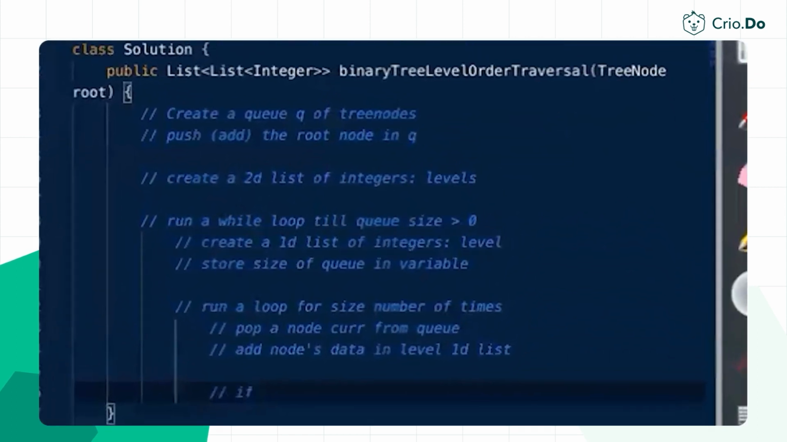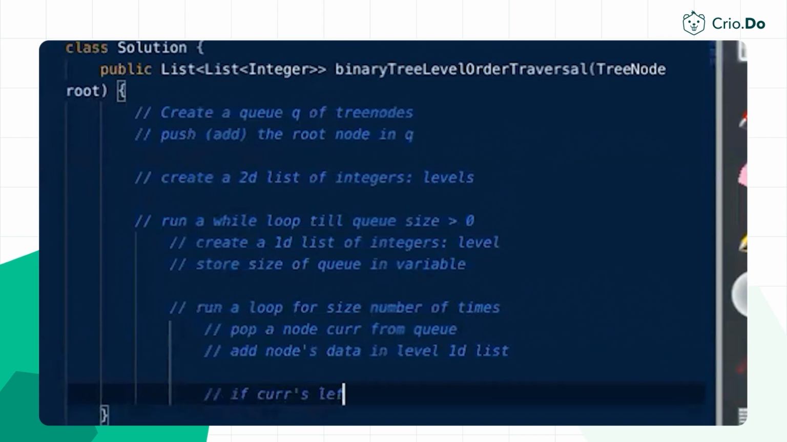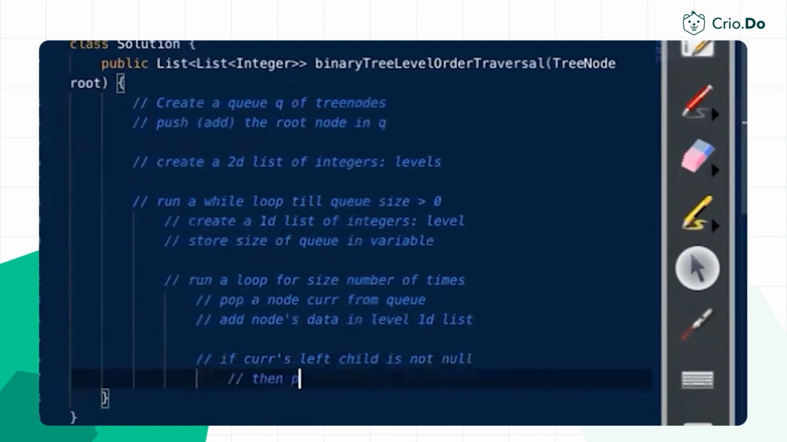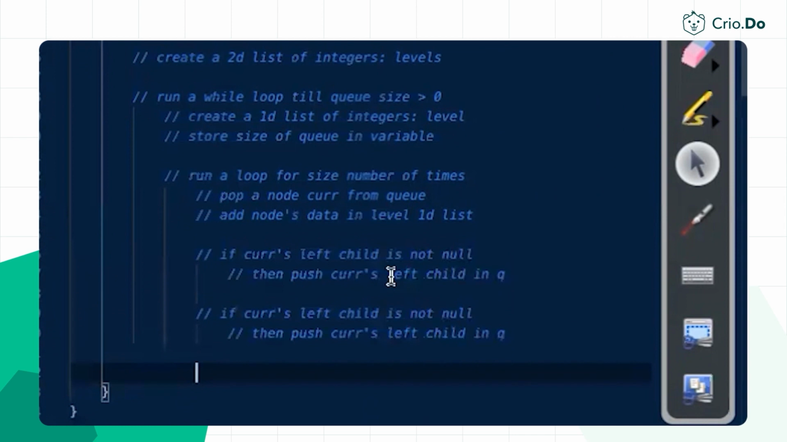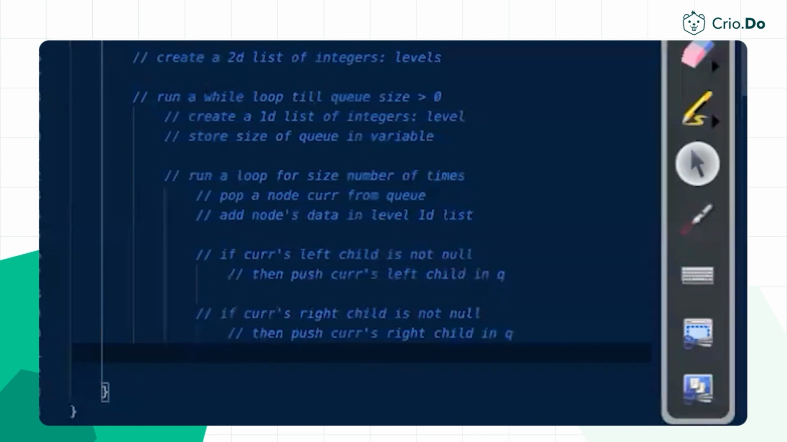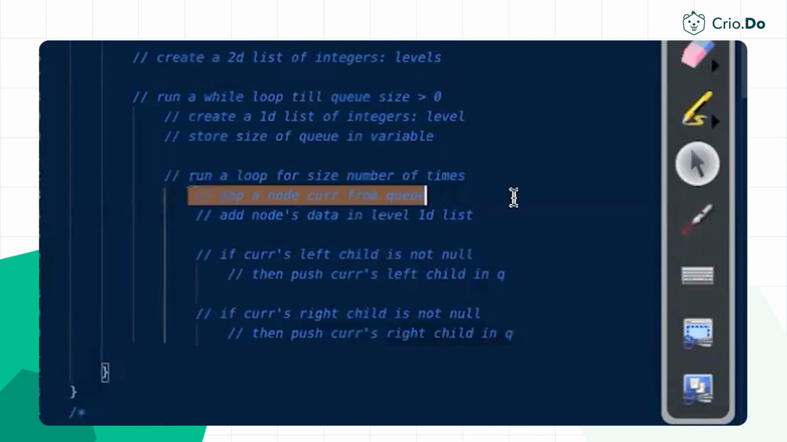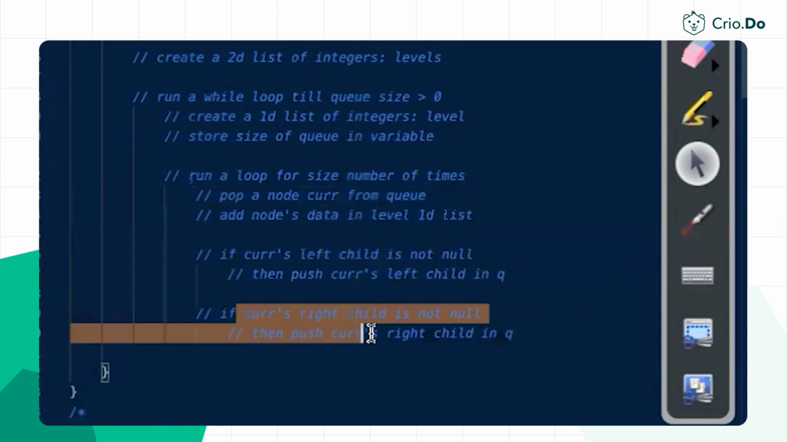So if the current's left child is not null, then push current's left child into the queue. And same goes for the right child. If current's right child is not null, then push current's right child into the queue. If both are null, do not push either of them. If only the left child is there, only push the left child. If only the right child is there, only push the right child. If both children are not null, then push both of them. So pop the node, add it in the list, and then push both the children.